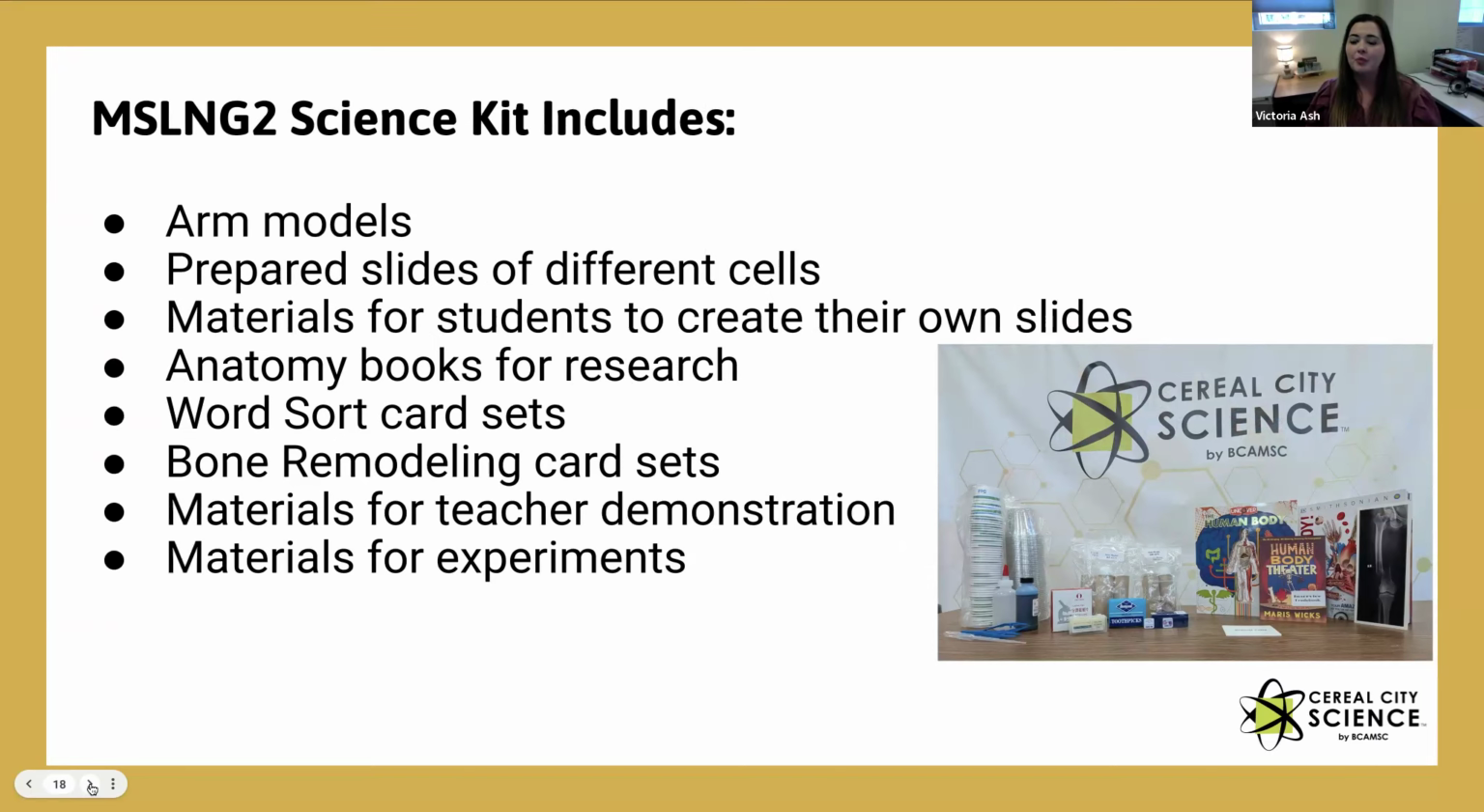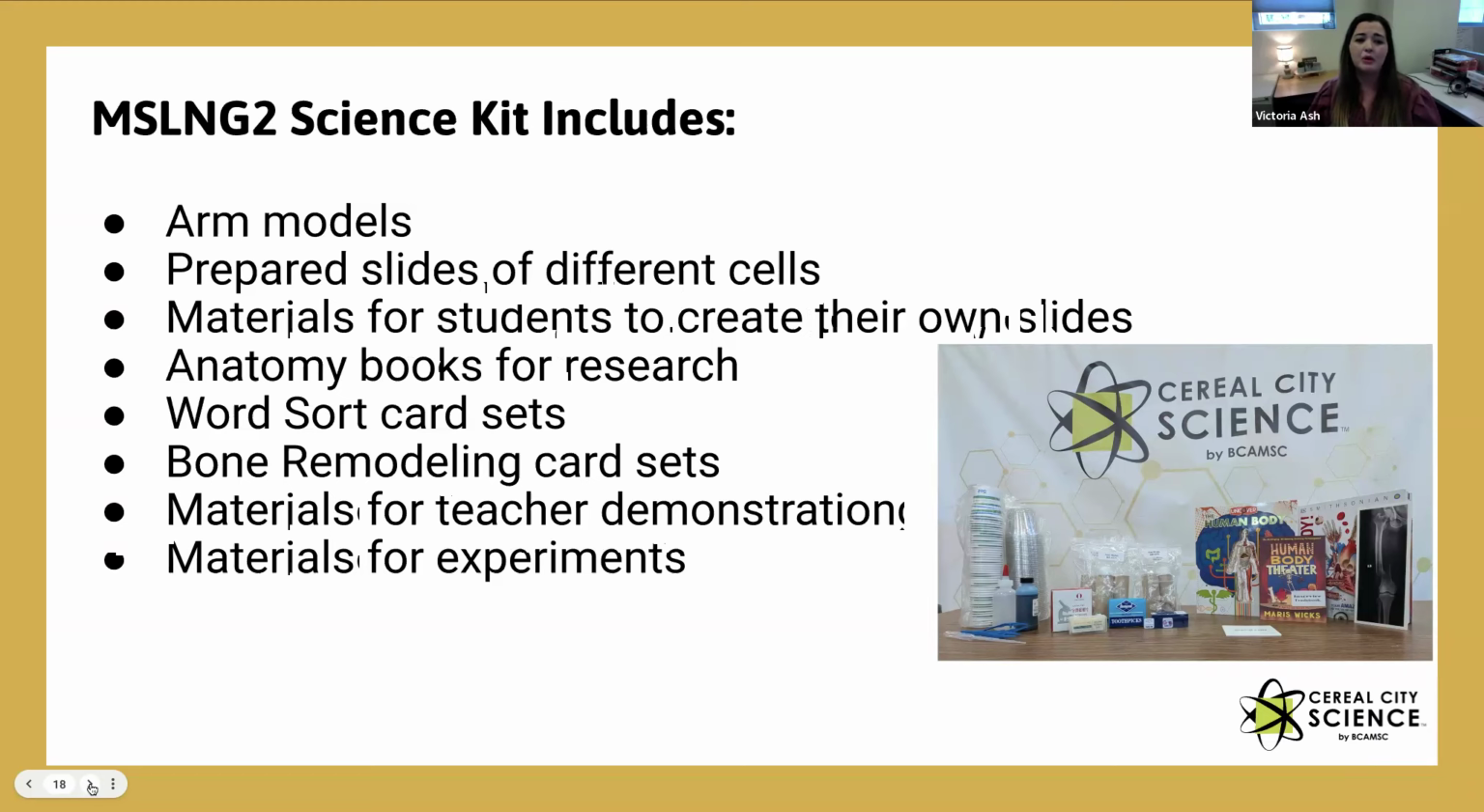Things like when we talk about our circulatory system, we have blood smear cells for you to look at if you'd like to, and then muscle cells after you talk about the muscular system. Materials for students to create their own slides, anatomy books for research, and there really are so many in there. So definitely take a look at it as you prepare for that big project towards the end of your unit. We've provided you with so much research.